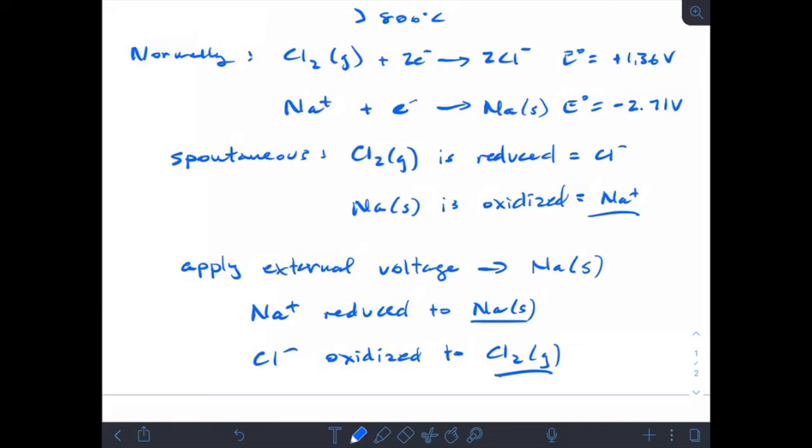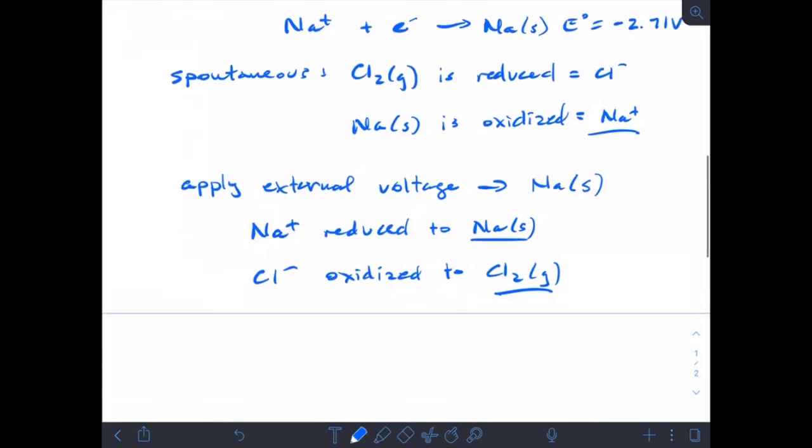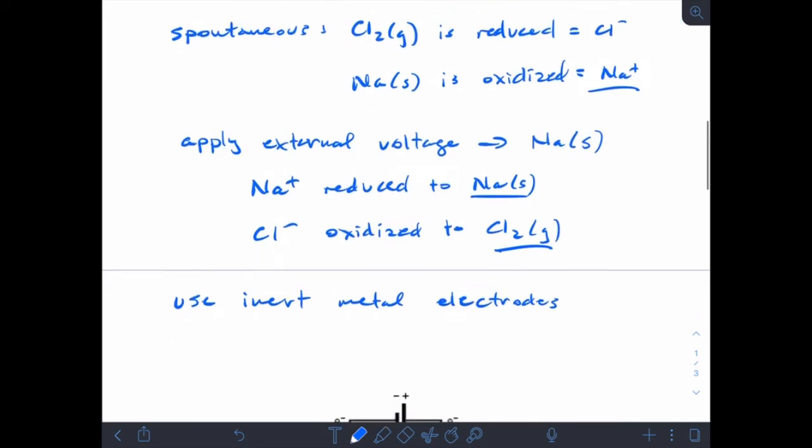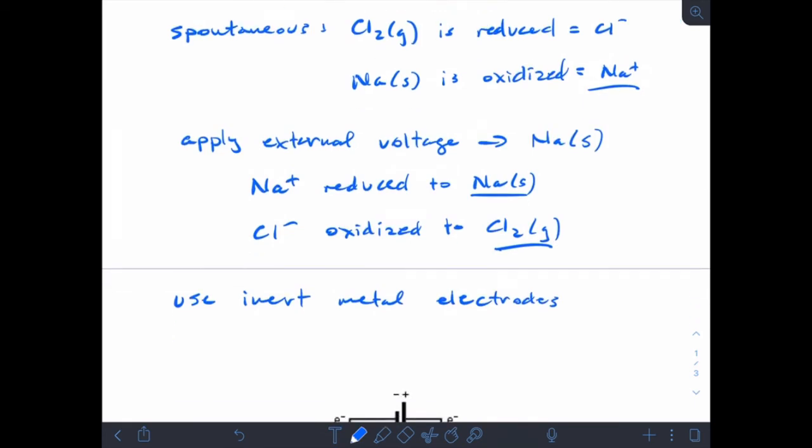molten salt electrolysis cell. And in these cells, we're going to use inert metal electrodes. So I don't want anything to participate in my reaction. Just give it a surface.